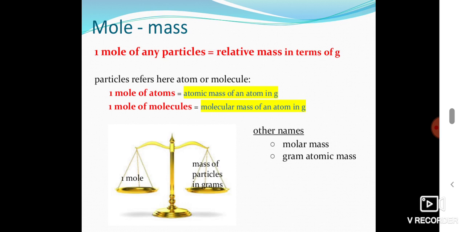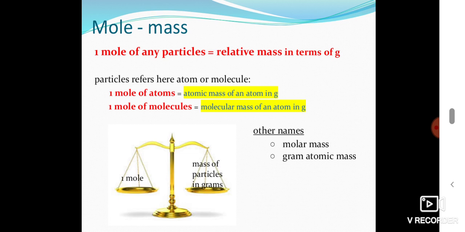For example, 1 mole of hydrogen atoms is equal to 1 gram. 1 mole of nitrogen atoms: what is the atomic mass of nitrogen? I already told you, 14 U, isn't it? Here, instead of U, we use g. So 14 grams. So 1 mole of nitrogen is equal to 14 grams.